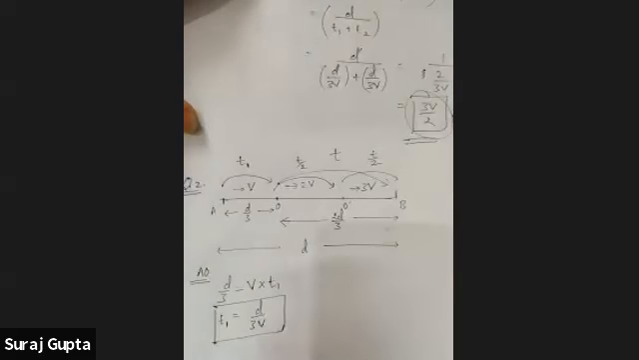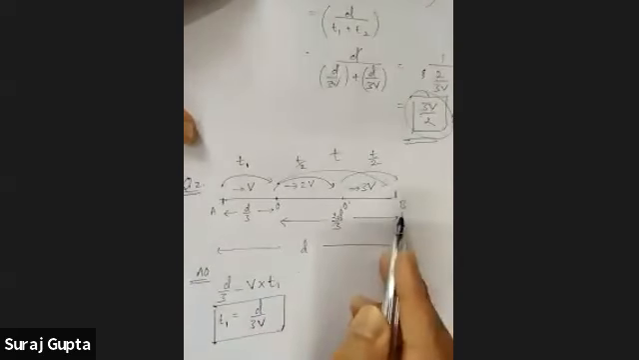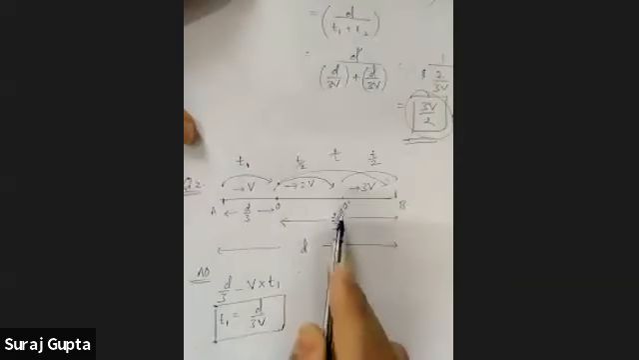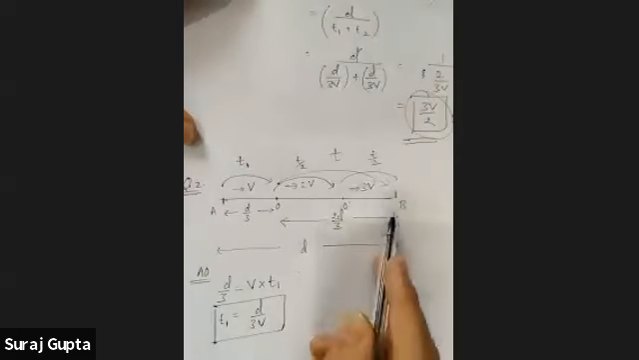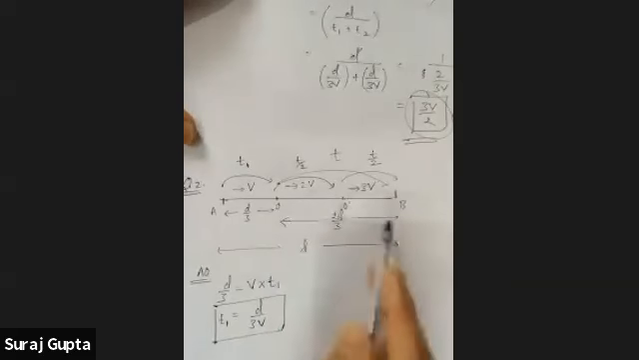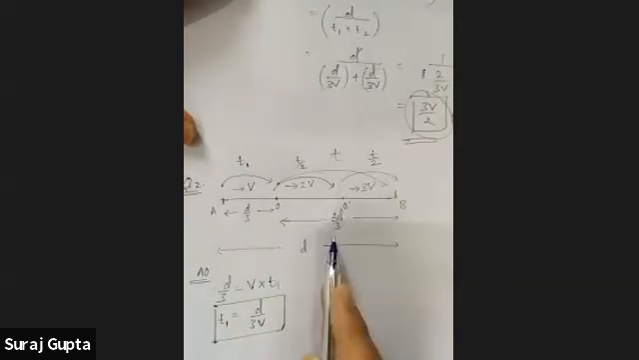Okay, T1 is d by 3v. Now from O to B, motion is divided in two parts. First from O to O dash, and then from O dash to B. So we will find out O dash, then O dash B, and then we will add both of them and equate it to 2d by 3.